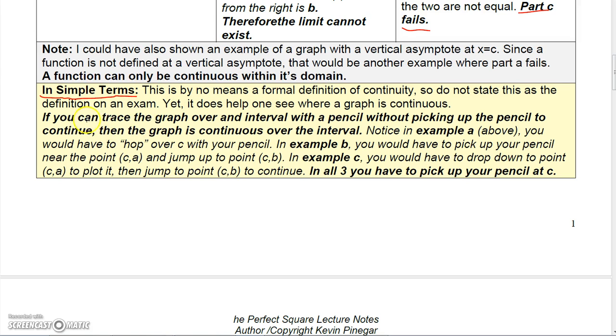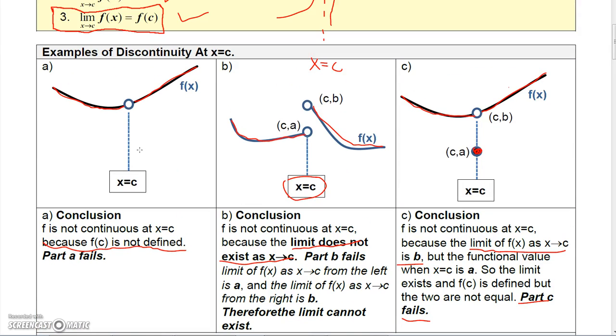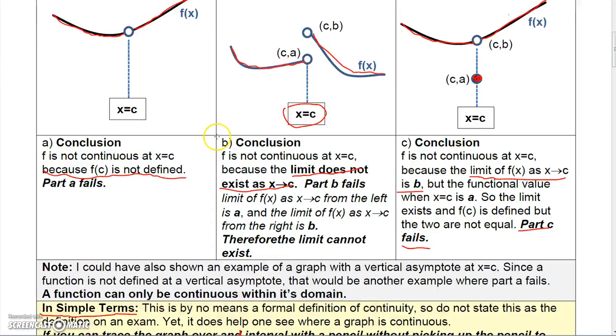So what I just said: if you can trace the graph over an interval with a pencil without picking up the pencil to continue, then the graph must be continuous over that interval. And I showed you in the examples above that you could not trace the graph without picking your pencil up at c in each of these examples.